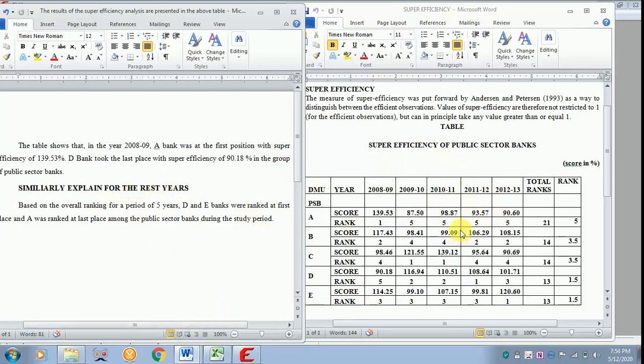You have to do for the rest years also. So based on the overall ranking for a period of 5 years, D and E were ranked at the first place and A was ranked at the last place among the public sector banks during the study period of 2008-09 to 2012-13. Hope you are clear with this. Thank you for listening.